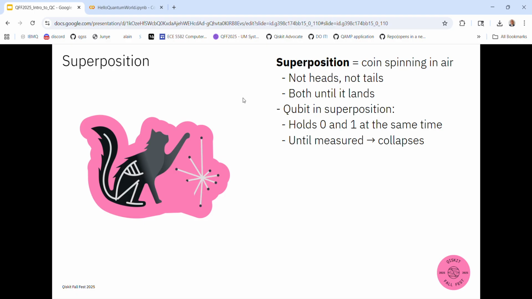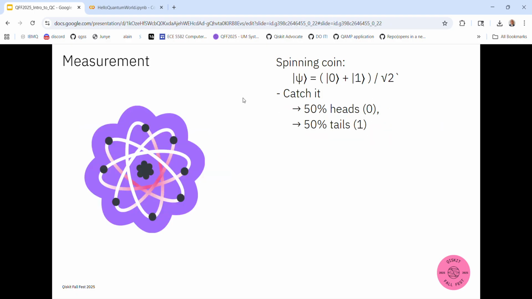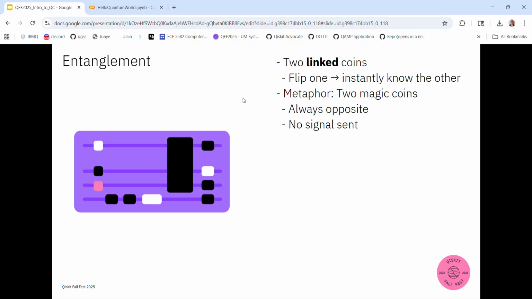So, superposition, neither 0 nor 1. It is in some combination between them. It is both until that coin lands. So a qubit held in superposition holds 0 and 1 at the same time, but whenever we measure it, we catch the coin out of the air or it hits the ground, it collapses to be either heads or tails. So if it's in equal superposition, it's equally 0 and equally 1. 50% of the times whenever we measure it, it'll be heads, and 50% of the time it will be tails.